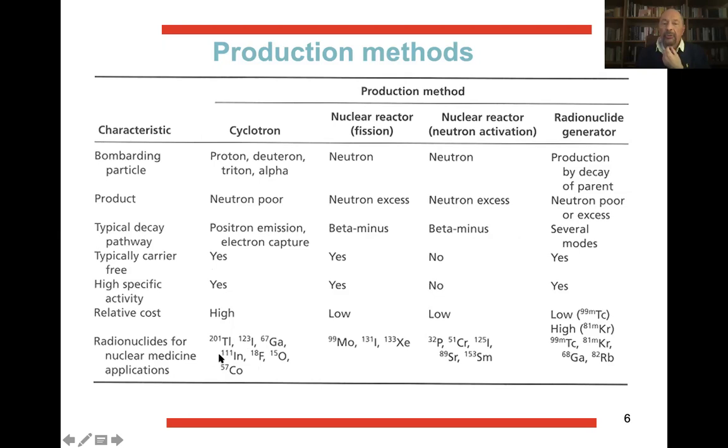At cyclotrons, you typically produce this type of isotopes, including 18F fluoride that we have seen is very much used. In nuclear reactors, you produce these products, including 99Mo molybdenum, which is very important because it's the parent of the 99mTc technetium. And in the radionuclide generator, you produce typically these, including this famous technetium, which is the most used, as I told you.